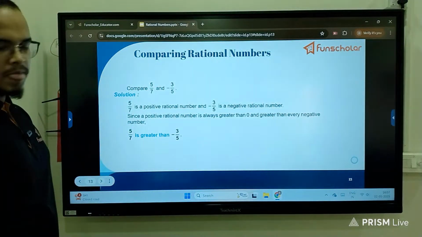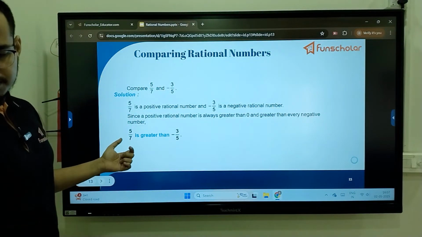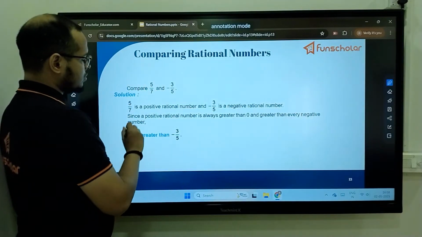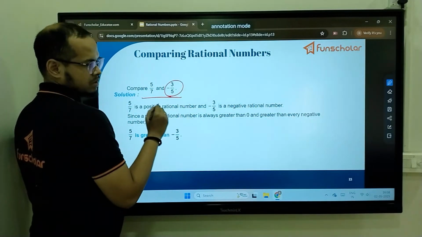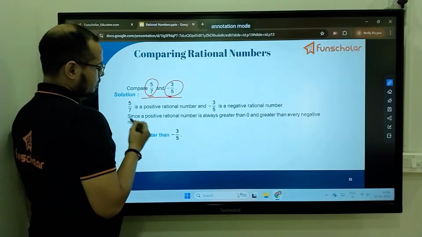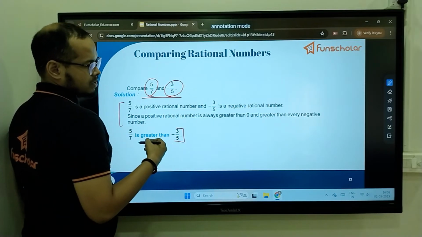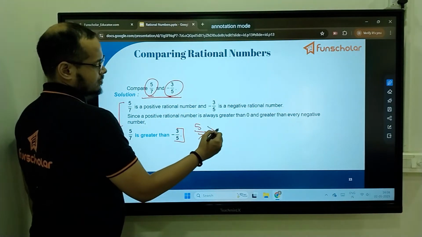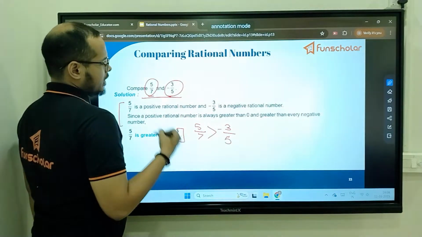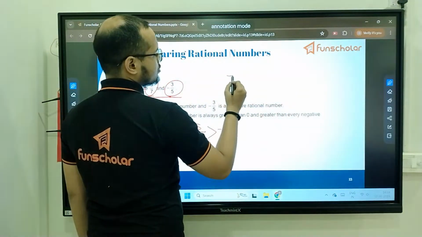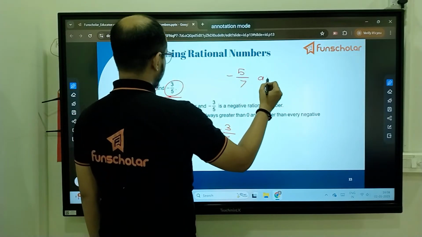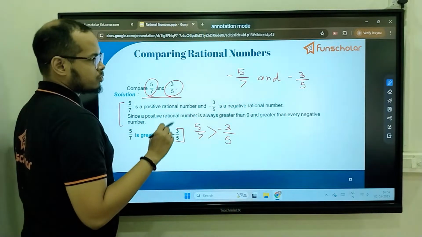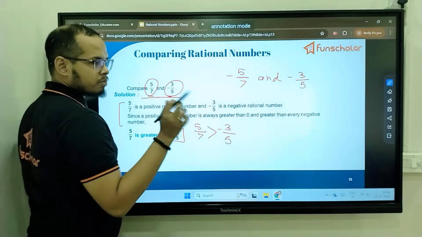Let's now go into this sum. Compare 5 by 7 and -3 by 5. See, we don't have to solve anything. Minus sign is present, so 5 by 7 is greater than -3 by 5. If this sum would have been -5 by 7 and -3 by 5, then what will we do? We will make the denominators the same. Denominator has to be the same.